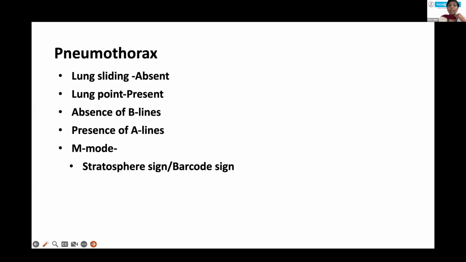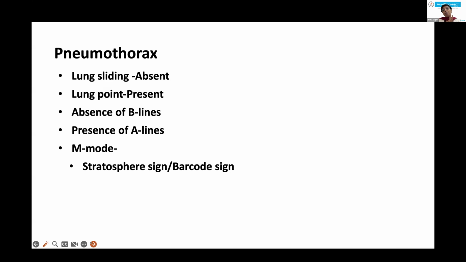When we diagnose pneumothorax, there are a few things we have to understand. If lung sliding is absent, this may be suggestive of pneumothorax. Mark my word when I say suggestive of, because lung sliding may be absent if pleurodesis was already done for the patient, or there is pleural thickening, or there are adhesions. So if lung sliding is absent, it may be suggestive of pneumothorax in the correct clinical scenario. But if lung point is present, which I will show you in the next few slides, it is almost pathognomonic of having a pneumothorax.